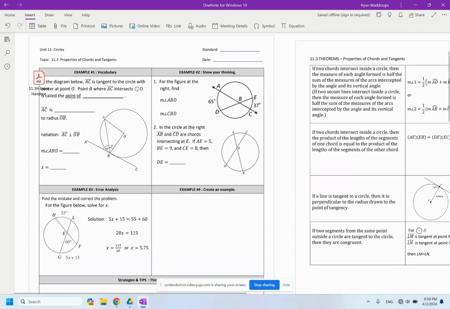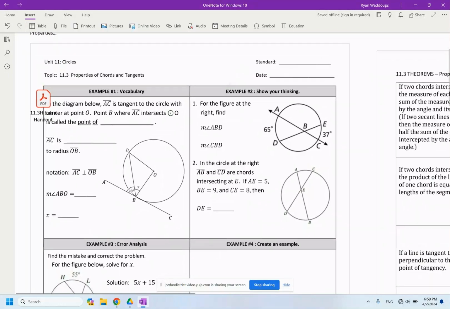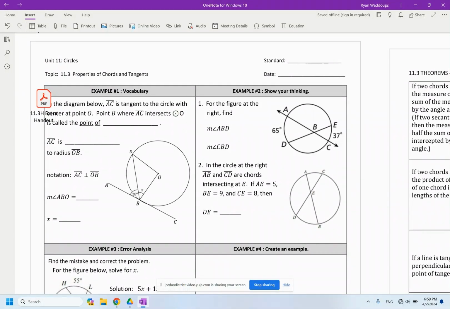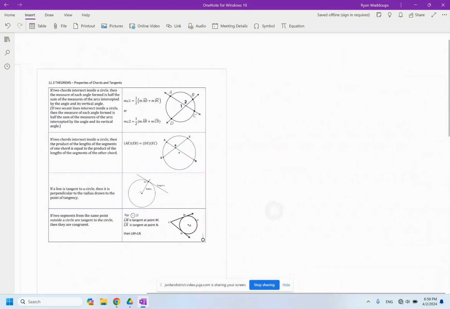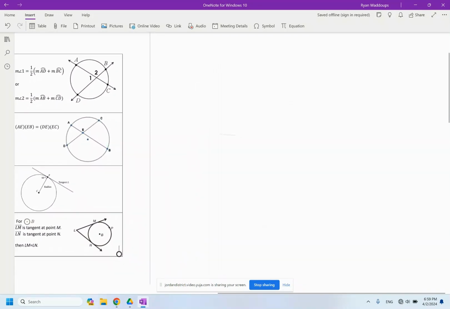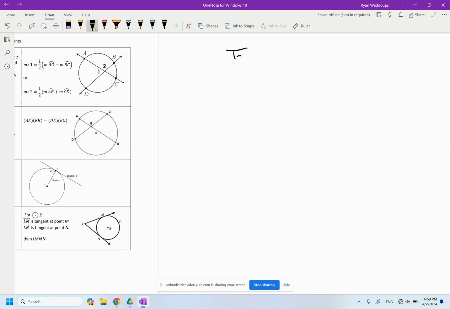Hi, welcome. This is a lesson on the properties of chords and tangents for circles. So let's first talk about some definitions. A tangent, first off, for a circle is a line that touches the circle at exactly one point.